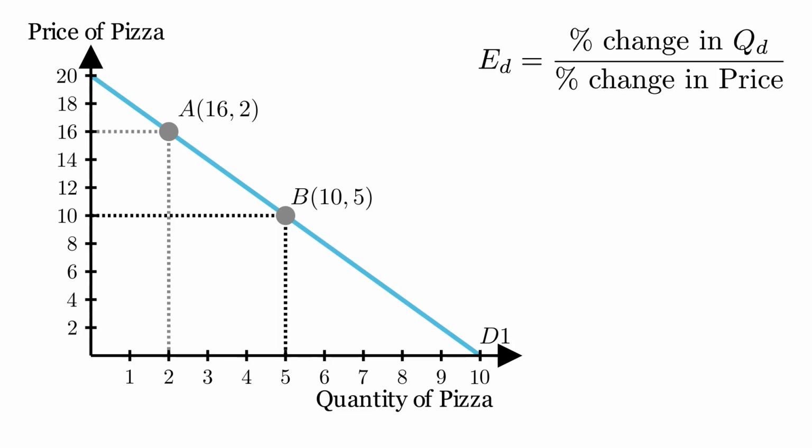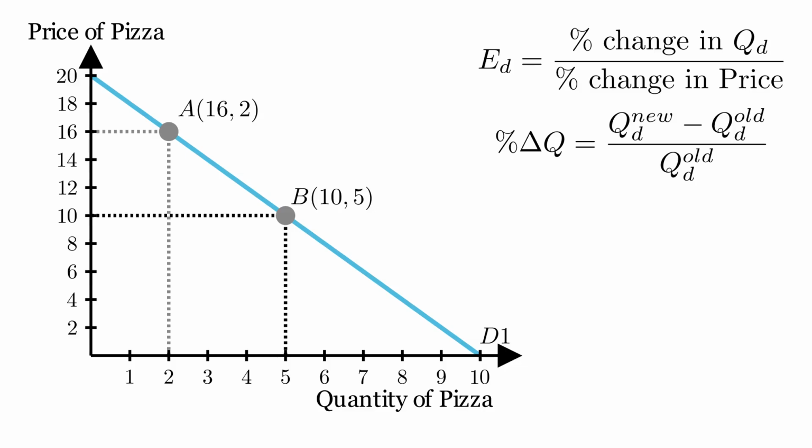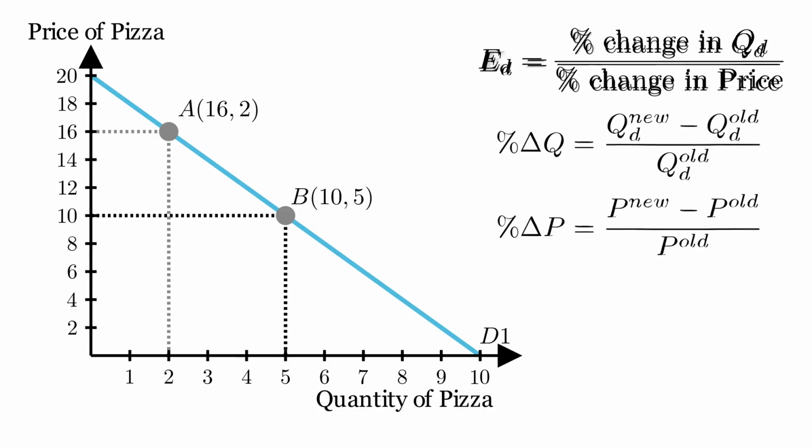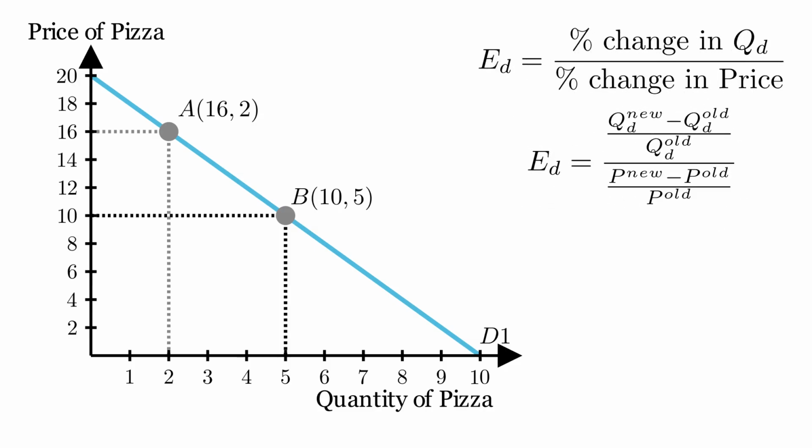Expanding the formula, percentage change in quantity demanded is equal to new quantity minus old quantity divided by old quantity. Percentage change in price is equal to new price minus old price divided by old price. Elasticity of demand is the ratio of these two percentage changes. Now let us substitute the values. We will treat point A as the old point and point B as the new point. In other words, price and quantity demanded have changed from point A to point B. After substituting the value into the formula, we obtain an elasticity of -4.